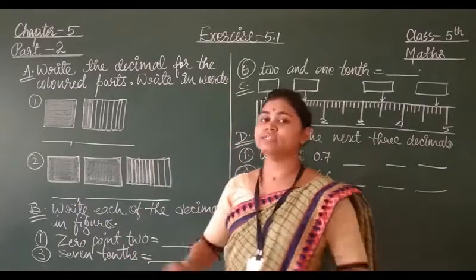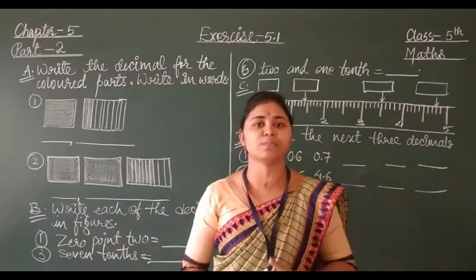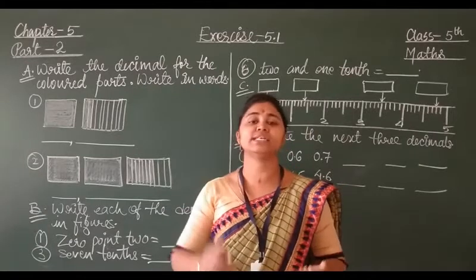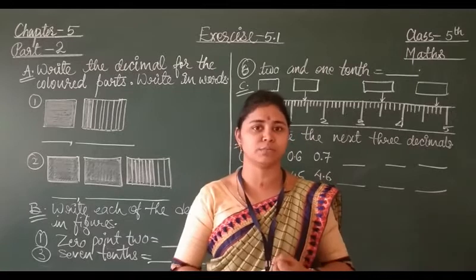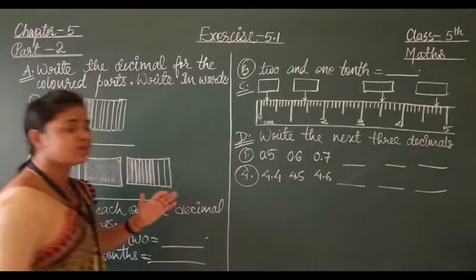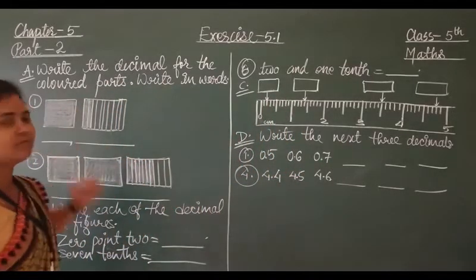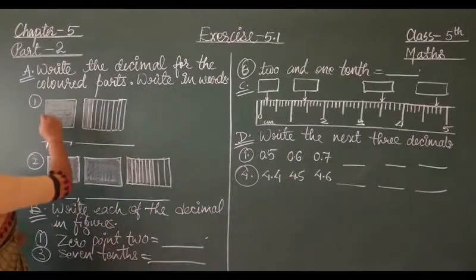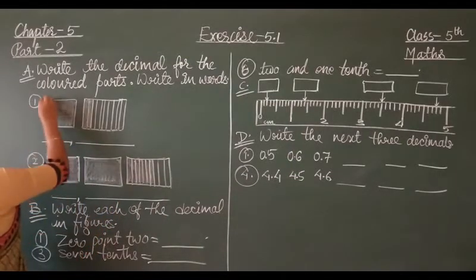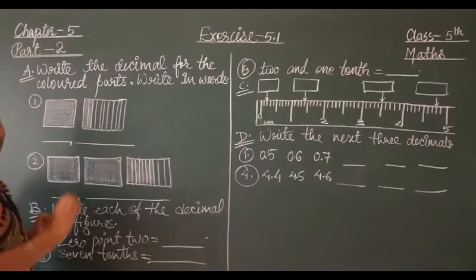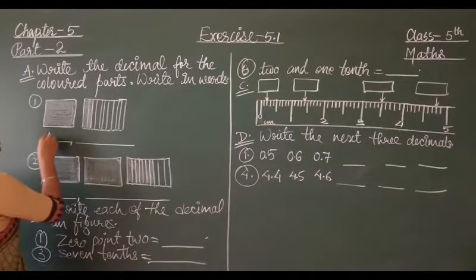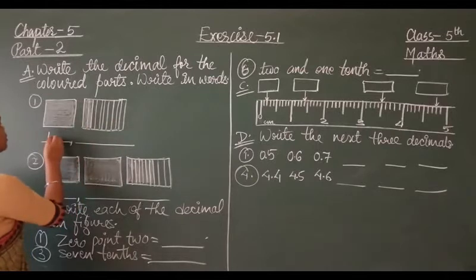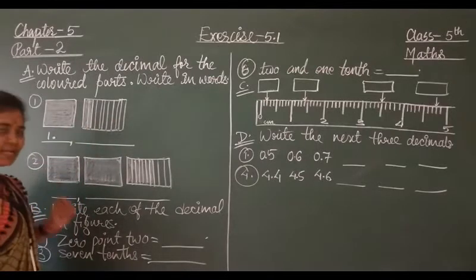Okay, so in words, as I have told you in the first part of chapter number 5, how to read the decimal numbers, how to write the decimal numbers. So according to the place value of the decimal numbers, we will put the values here. So see here, students, this is the first box and it is a complete box. Only one box is there, so we will write 1. After 1, we will put a decimal.